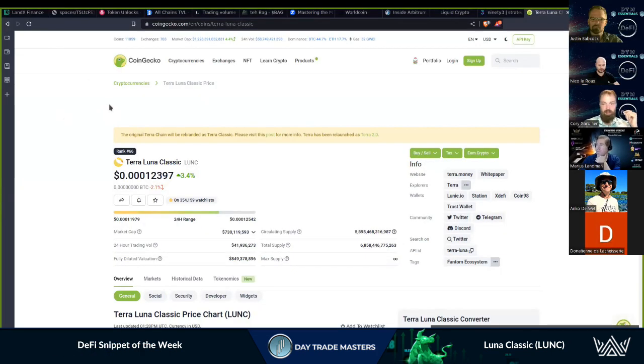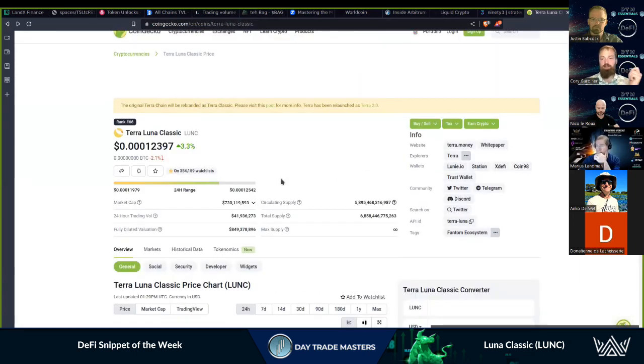A classic. It would be a good one to explore together. This is a bit more complex of a project. Because of the attack on Luna, there was a new coin that was born. Luna Classic is the old chain, but it is operational. So we've got two networks basically.